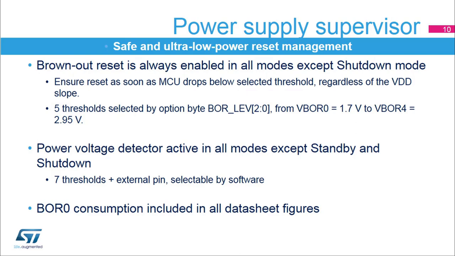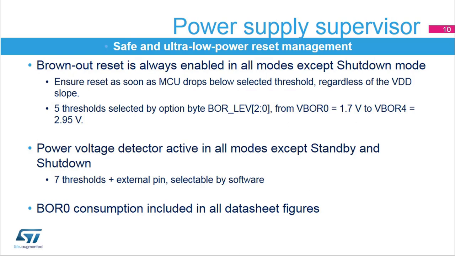STM32L4 devices embed an ultra-low power brownout reset, which is always enabled in all power modes except shutdown mode. The BOR ensures reset generation as soon as the MCU drops below the selected threshold, regardless of the VDD slope. Five thresholds from 1.7 to 2.95 volts are selected by option byte programmed in flash memory.